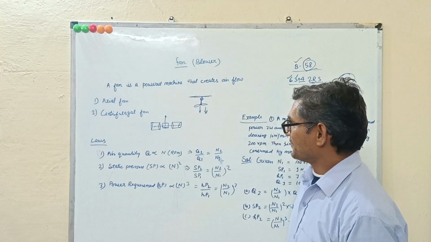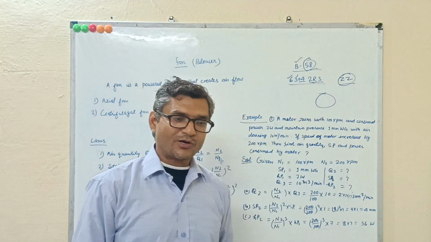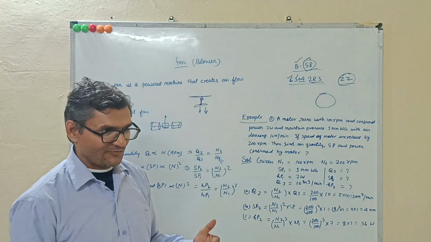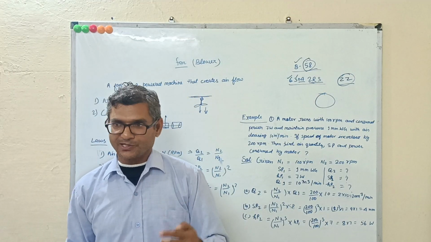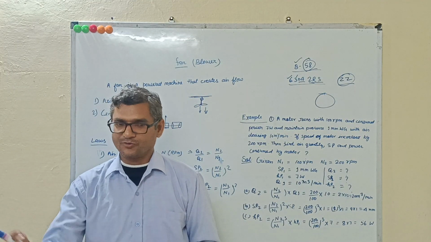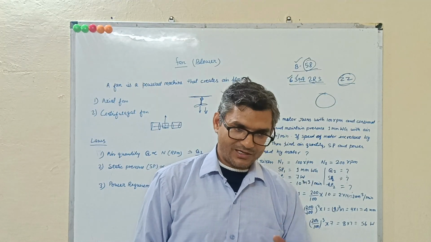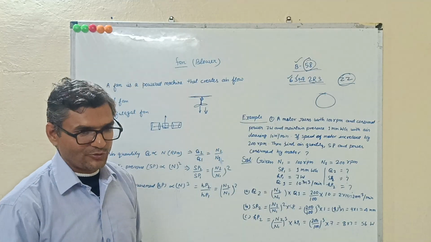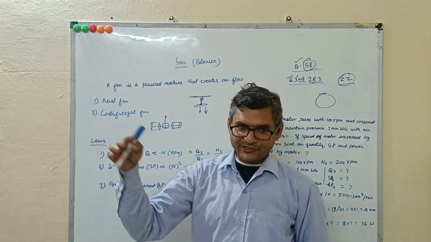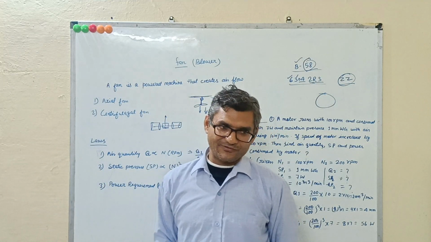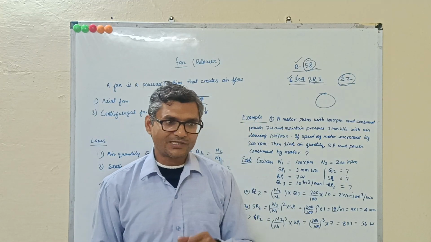So three laws are there. Suppose we need to change the air quantity, then we have to increase. Suppose we want to increase the air quantity supplied in the room, then we will have to increase the RPM or speed of the motor. Next, suppose we want to increase the static pressure. Suppose we are continuously supplying outside air. What happens here? Pressure will generate. That pressure is called static pressure.